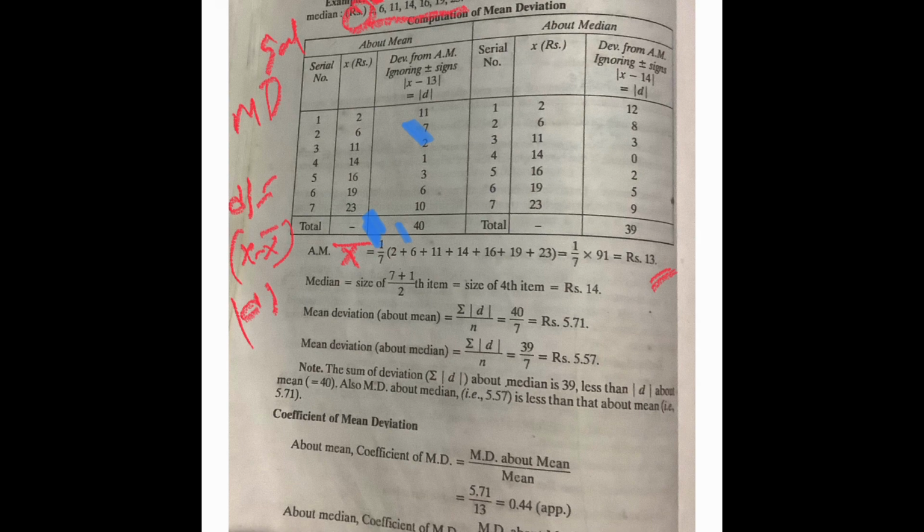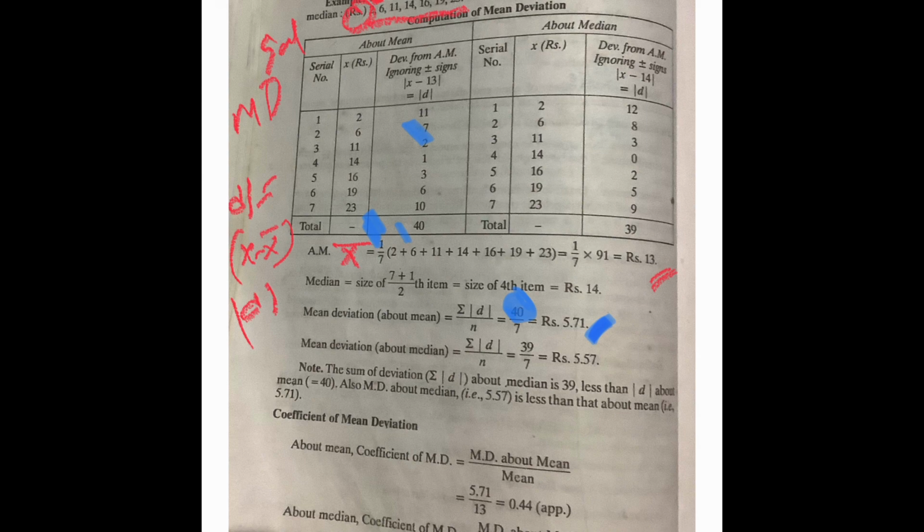Mean deviation about mean is equal to summation of D modulus divided by N. So summation of D modulus is 40, and N is 7. So in that way your answer is 5.71.